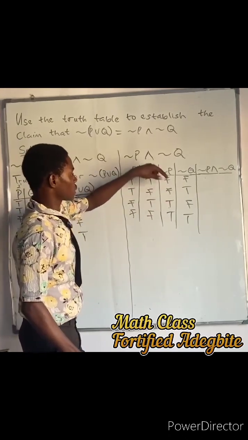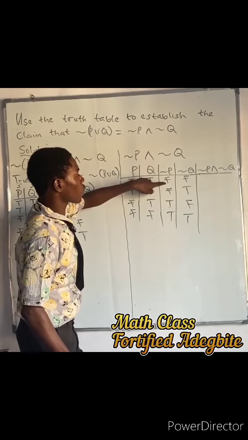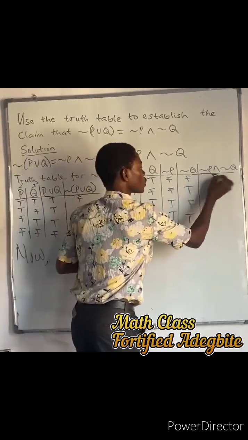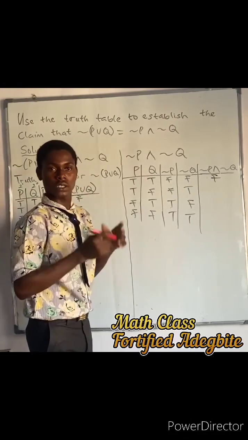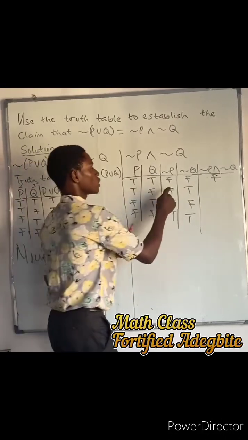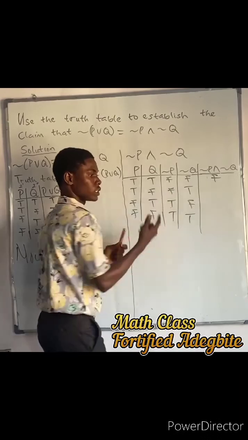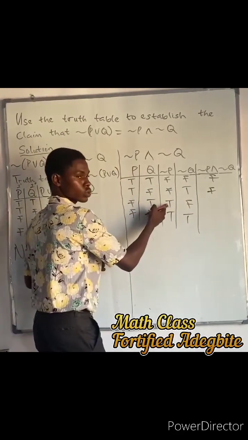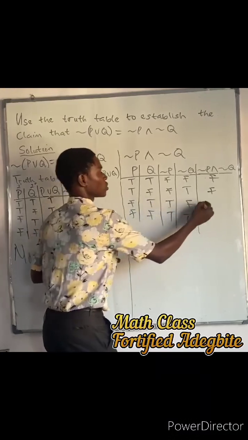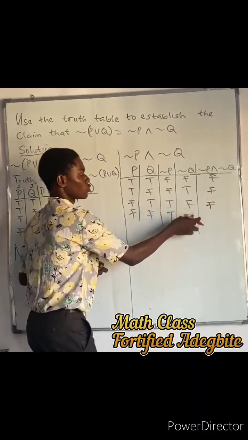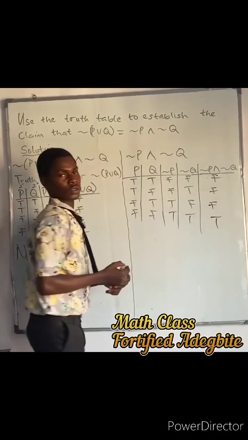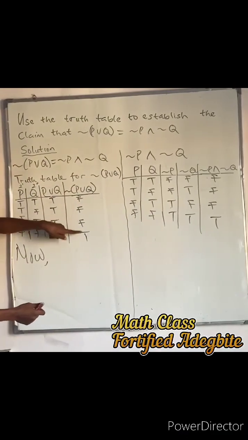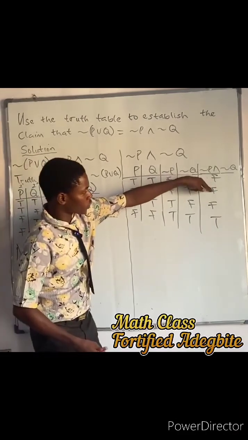False and false is what? False. It's just like when you have 0 times 0. 0 times 0 is 0. Then, false and truth, 0 times 1, you have false. Then, truth and false, 1 times 0, false. Then, truth and truth will give us truth. Now, let's take a look at the final result. False, false, false, truth. False, false, false, truth.